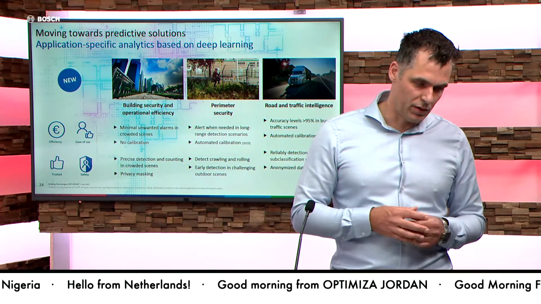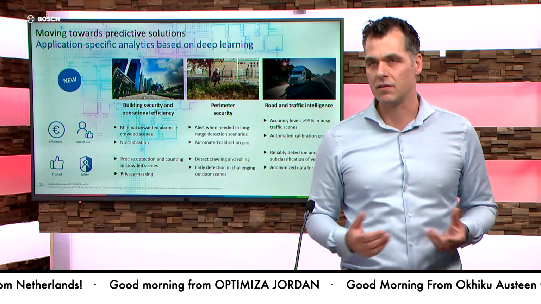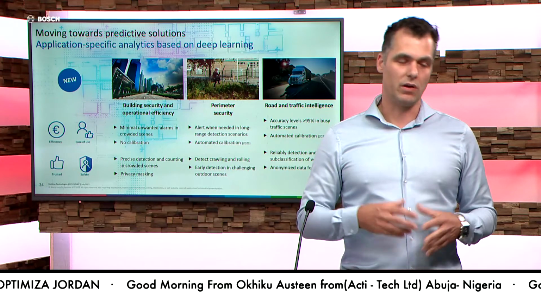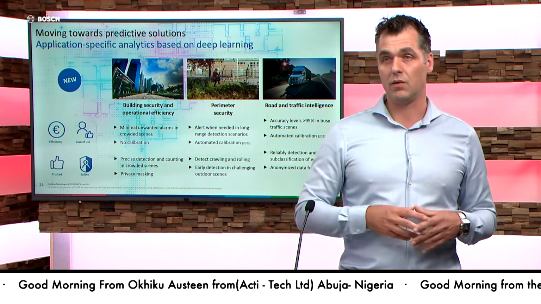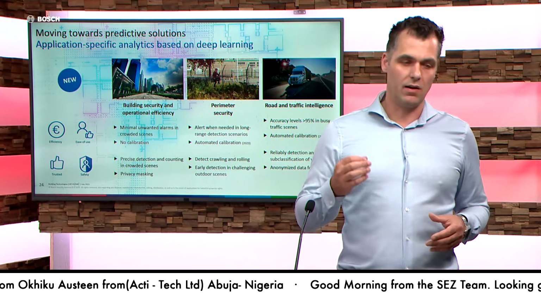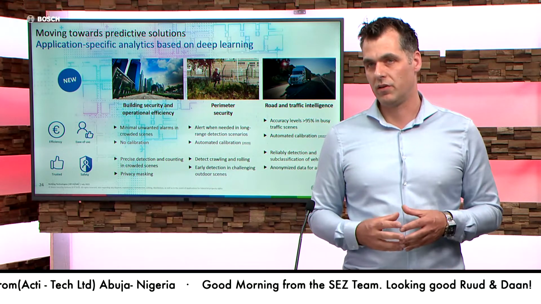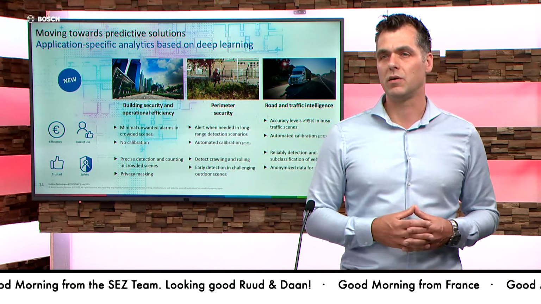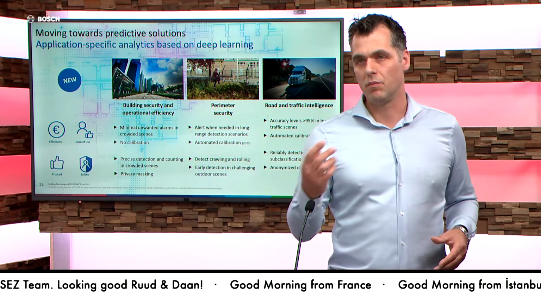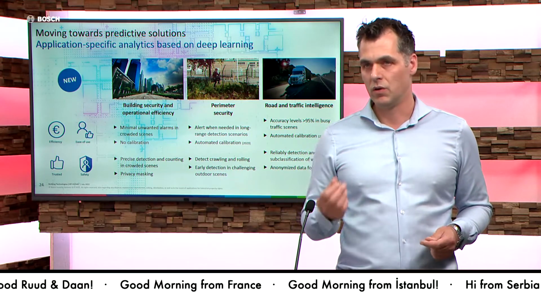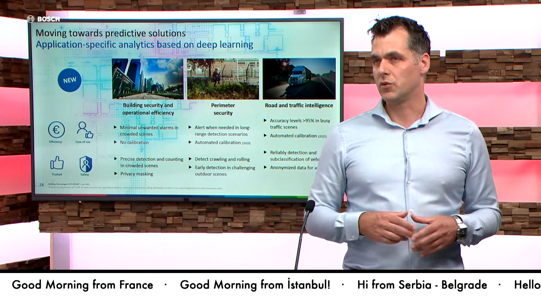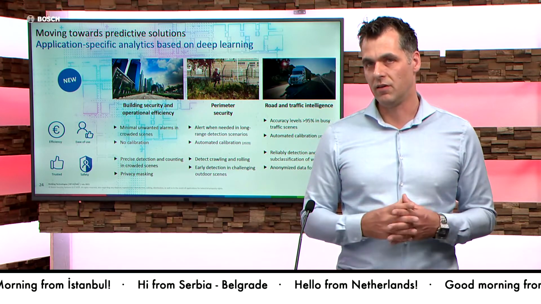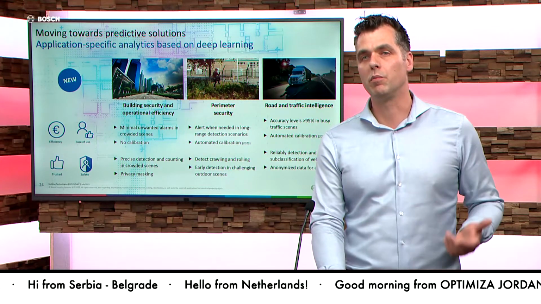And do you want to have the best of the best and the most powerful analytics? Then we have the road and traffic intelligence package. That package will have 95% accuracy in busy traffic scenes, with automated calibration there as well, as I've shown with this video. It is also very reliable and provides anonymized data, for example. You can also do privacy masking, and that's the beauty of this powerful engine. That's really the most powerful part we have.